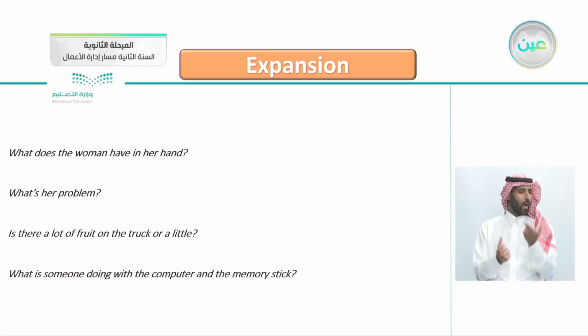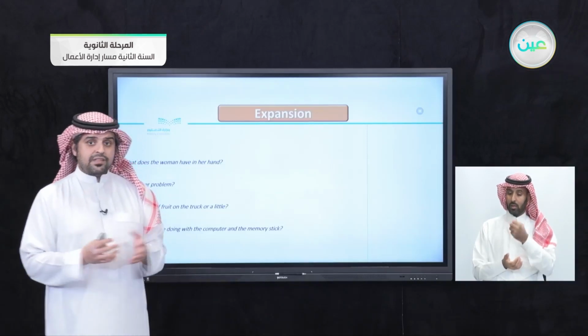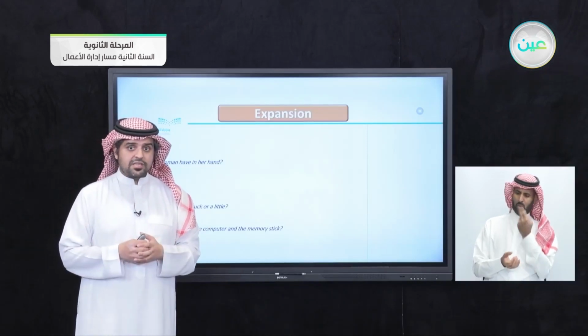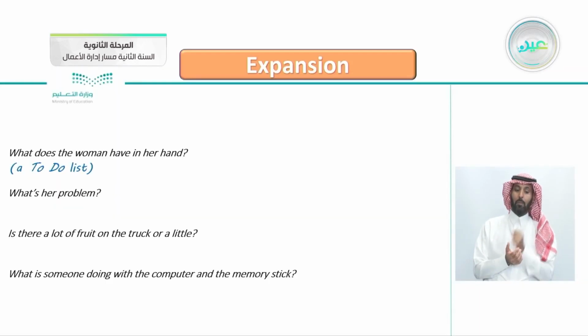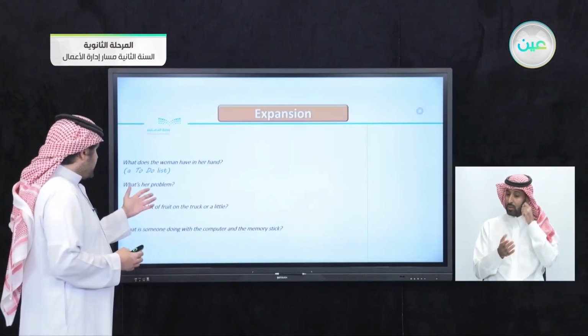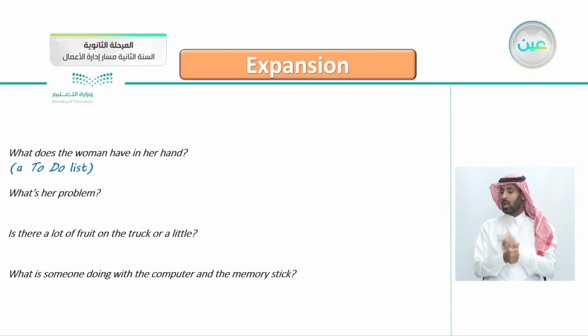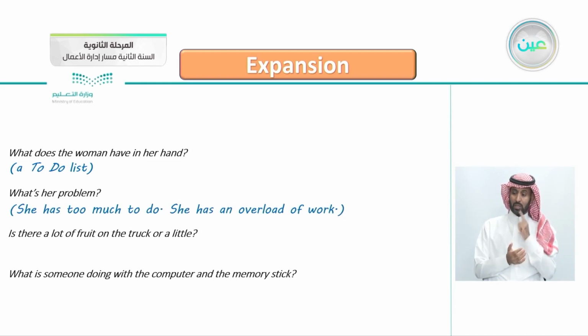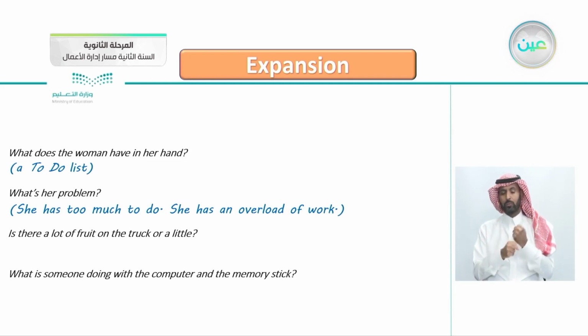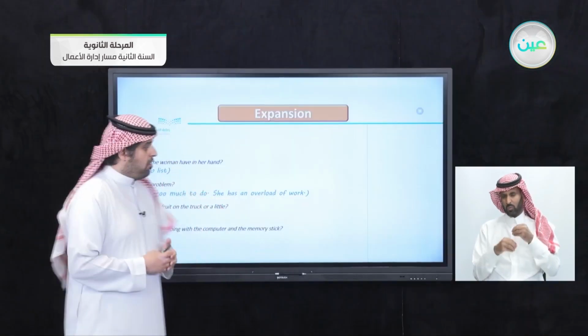So what does the woman have in her hand? Look at the picture. And she is so much surprised to see it. Yes, a to-do list, a lot of to-do list actually. What's her problem? Why does she seem confused? So yes, she has too much to do. She has an overload of work, an overload of work.